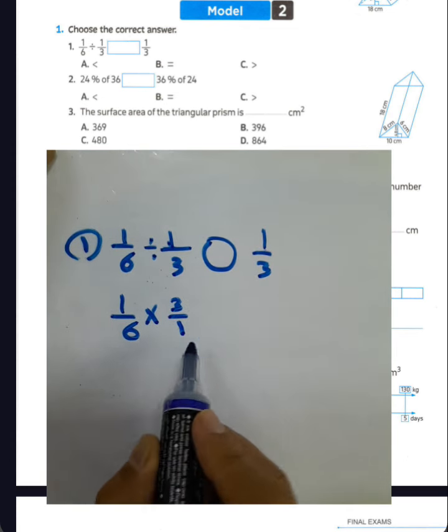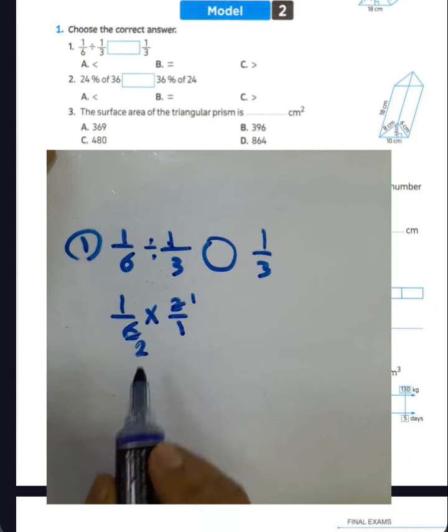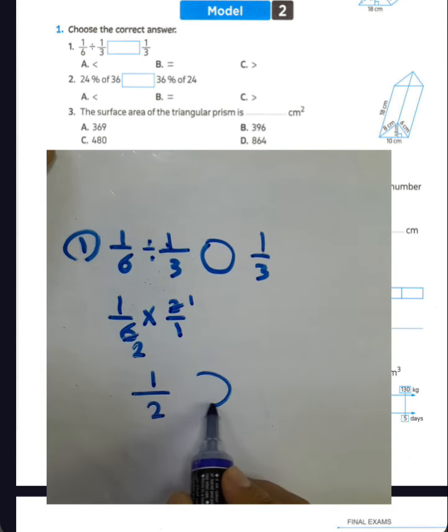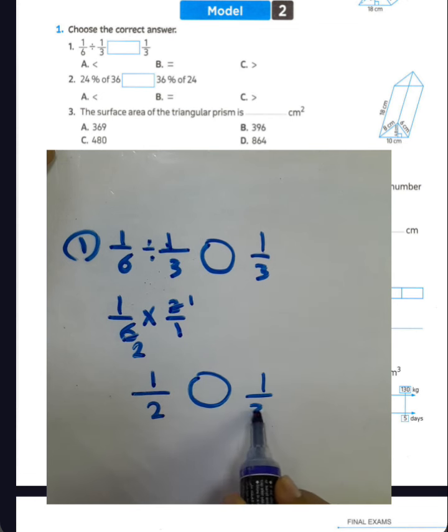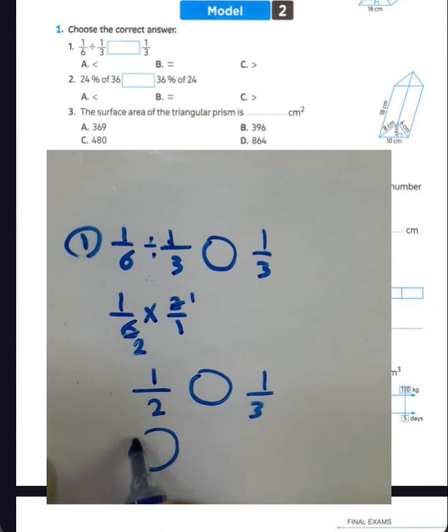And then you can simplify it: 3 divided by 3 equals 1, 6 divided by 3 equals 2, 1 times 1 equals 1, and 1 times 2 equals 2. The result will be 1 over 2. And we have here 1 over 3. Half is greater than a third. We have half, and here a third, then half is greater than a third.